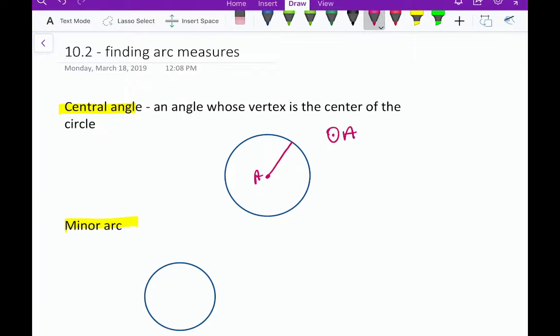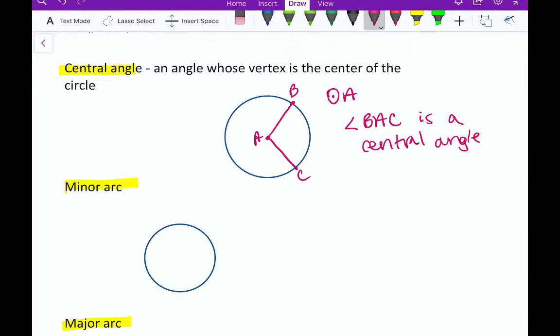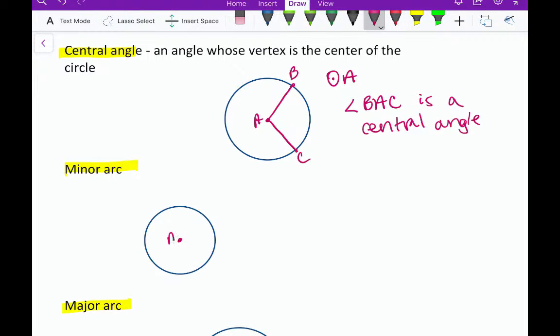So for example, I could draw two segments here, and that would form a central angle. So if this is point B and this is point C, then angle BAC is a central angle. And what happens is that angle forms arcs, okay? And so we're going to look at that in the next example. And so I'm going to draw the same angle here. Similar, it's a different circle, obviously.